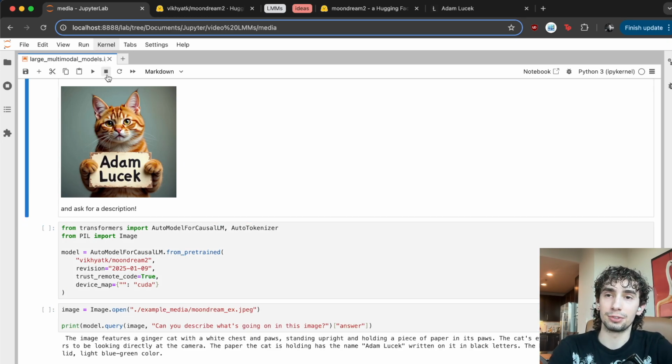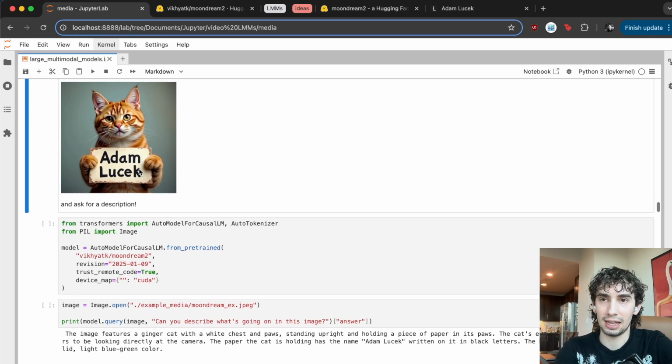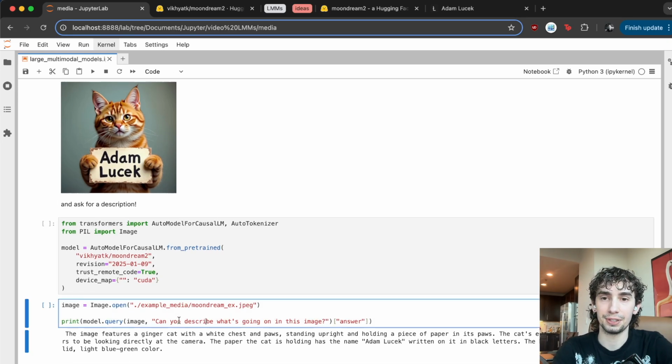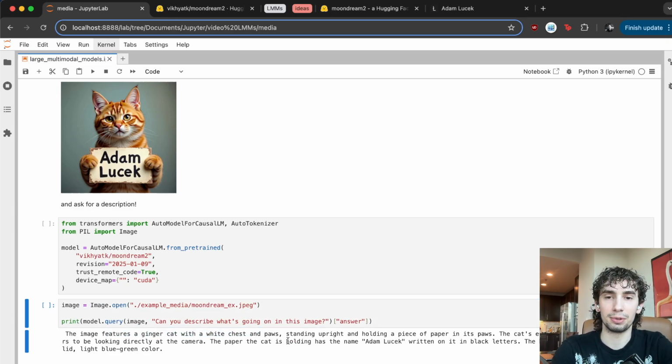So I ran it through something like this, which is just a cat holding up a sign of my name, and said, can you describe what's going on in this image? And it's able to accurately say that the image features a ginger cat with a white chest and paws, standing upright holding a piece of paper. The paper the cat is holding has the name Adam Lucek written on it, as well as some more specific features like its eye color even.